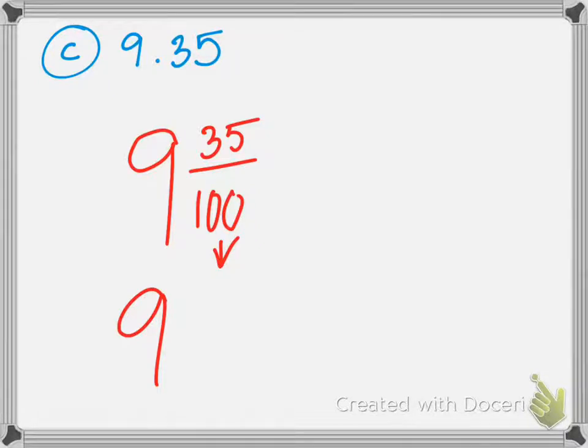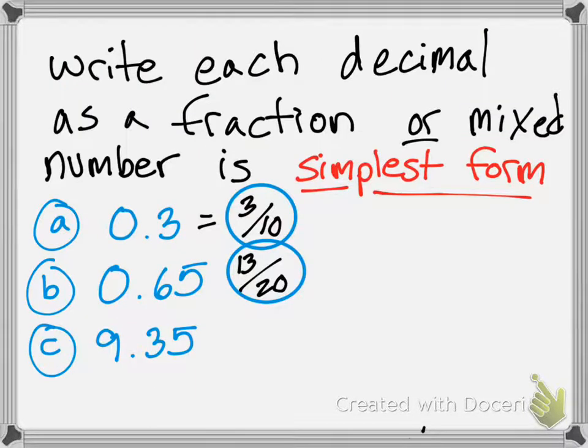So let me see. I want to simplify the fraction part. Emma, what is their greatest common factor? 5. Exactly. Jaden, when I divide, what do I get my new fraction to be? 7/20. Yes, 7/20. So my new answer is 9 and 7/20. So I've got all of that. These are my answers. Pretty straightforward, right?